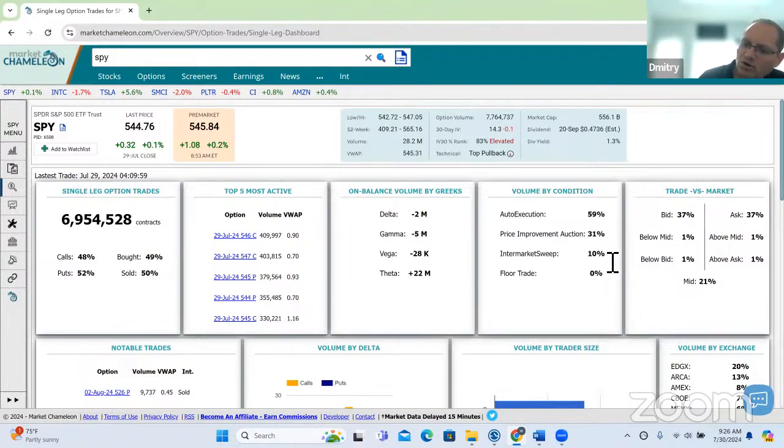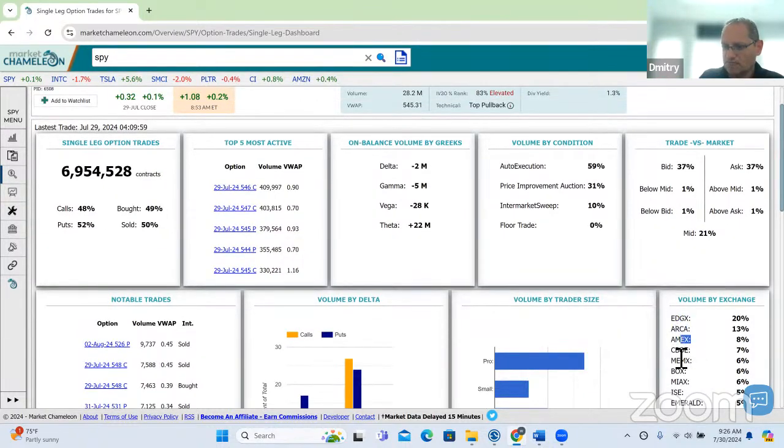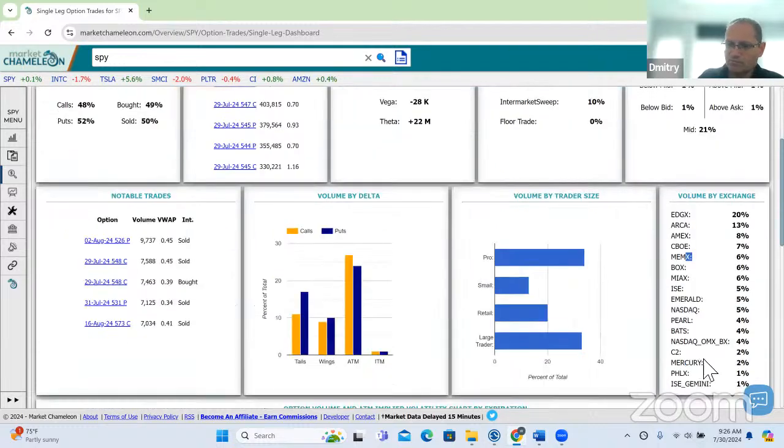Then we got 10% intermarket sweep. The intermarket sweep is another type of order condition, and that's for orders that are typically trying to get immediate execution. It's a little bit more aggressive. What it does is say, I want to, let's say, buy or sell this option, and I see liquidity on different exchanges. So let's come down here. You see there were all these different exchanges that have liquidity, different offers, let's say.